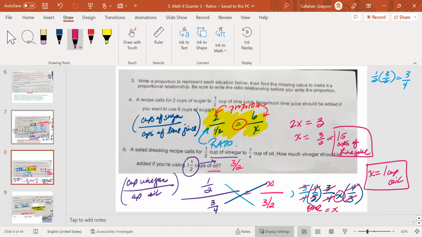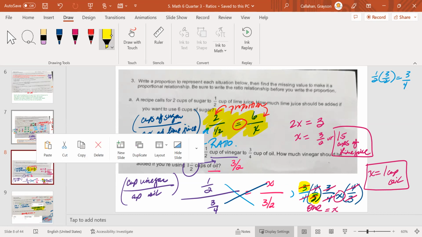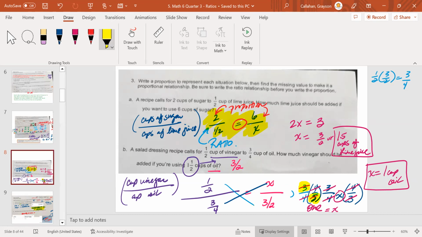You see that? If you're wondering how you're canceling this, if you see a 3 on top and a 3 on the bottom, it cancels. The answer is not 0, it's 1, because 3 divided by 3 is 1. Okay? All right, let's go ahead and move on.